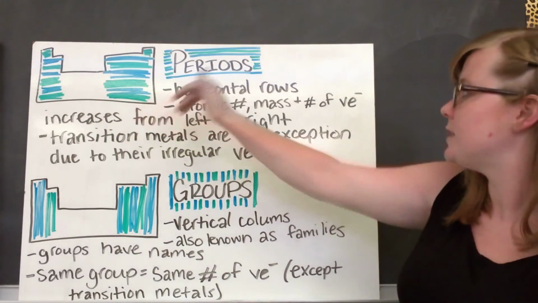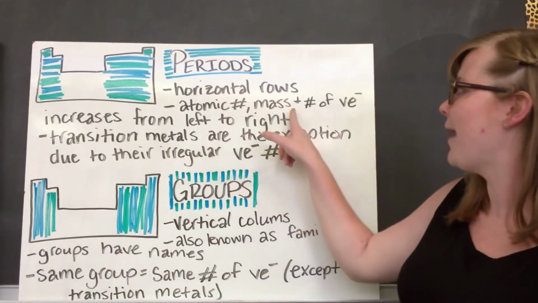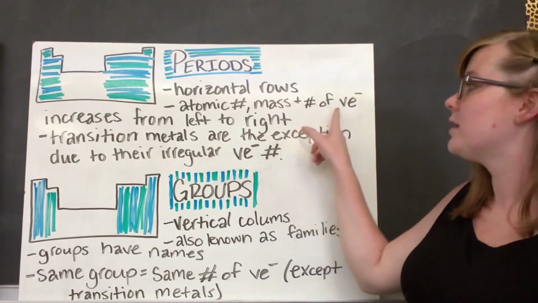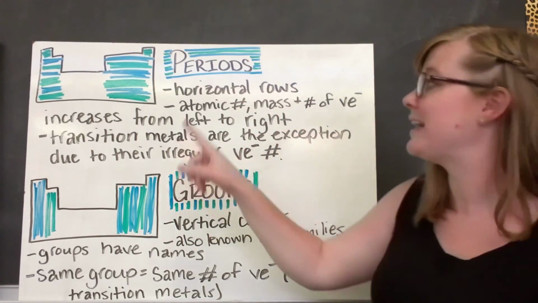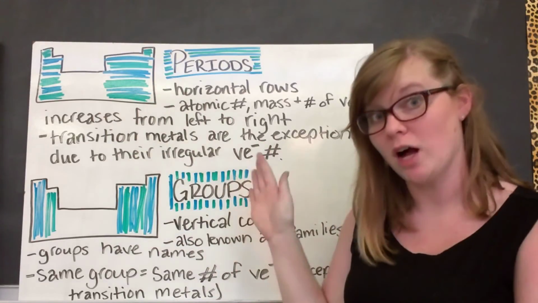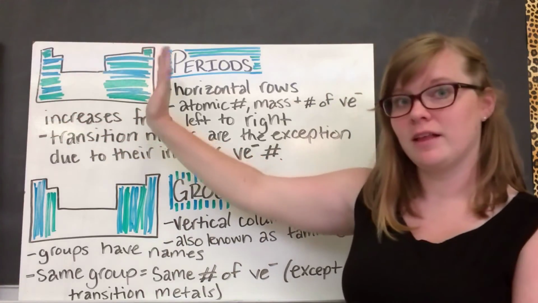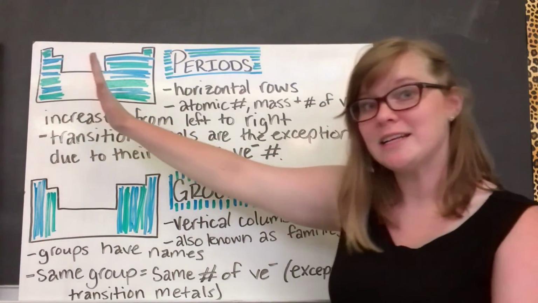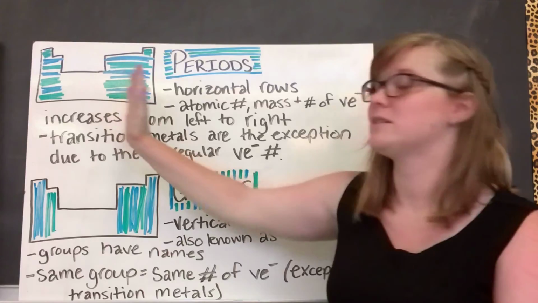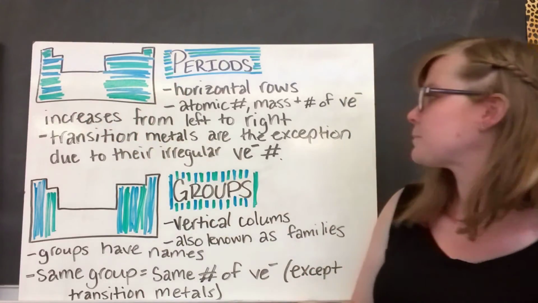So if you start left and you move right, atomic number, atomic mass, and the number of valence electrons is going to increase as you go across. So our periods, we're going to see an increase in valence electrons, an increase in atomic mass, and an increase in atomic number from left to right.